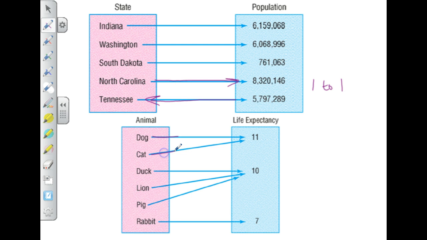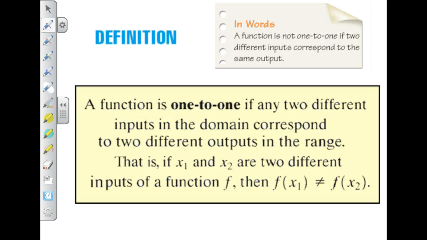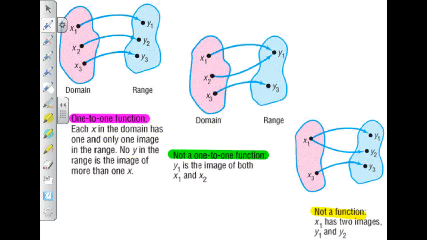And although this dog, duck, duck, pig, rabbit function is a function, it sure is, notice it's not reciprocating, so it's not a one-to-one. Because for every y, there's not just one x. For this 11, it's going to two different x values. You can't do that. If it's a one-to-one, not only is there for every x only one y, but for every y there should be only one x.